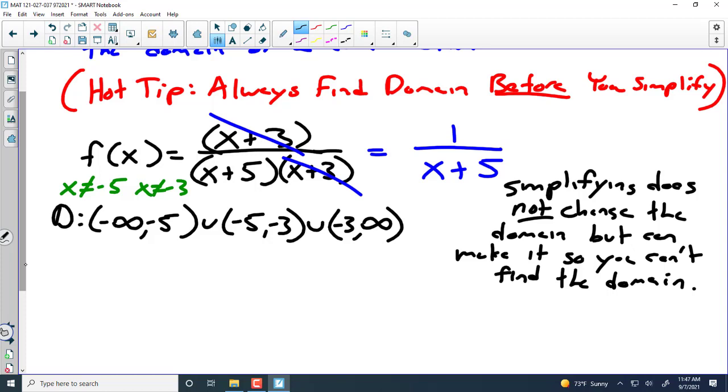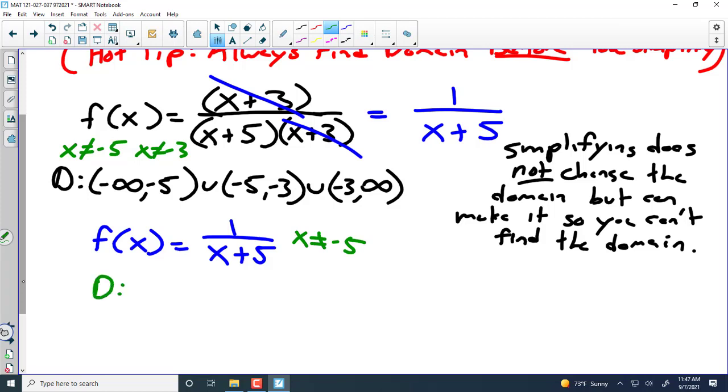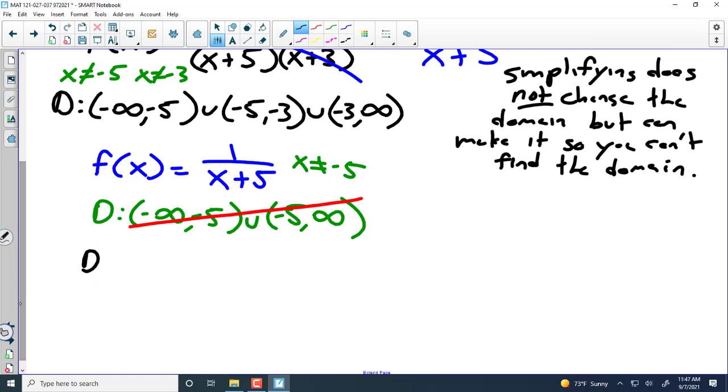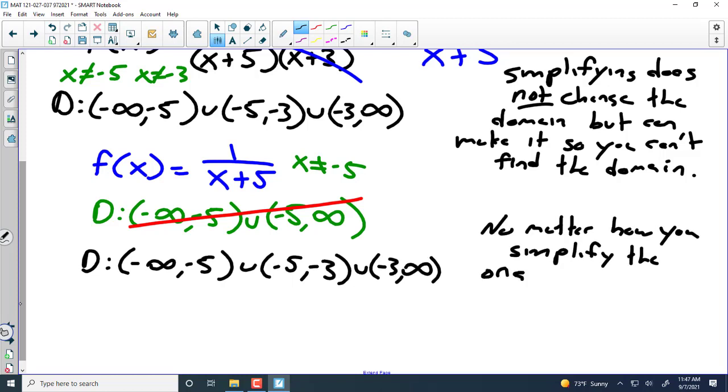So after you simplify this, you might say, well, it looks like the domain is everything except -5. You just can't put a -5 in there. So I'm going to write the domain as this. But that's not correct, because the domain is still what it was before. No matter how you simplify, the original domain is locked and can't change.